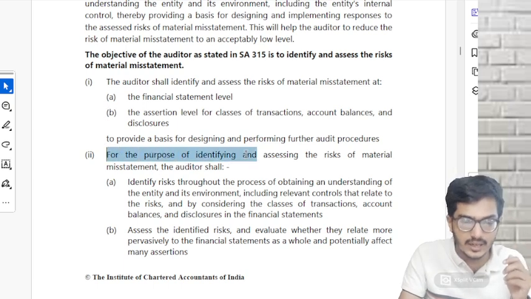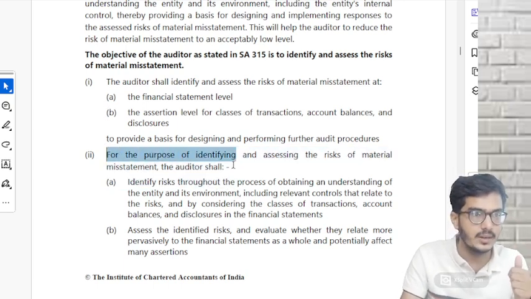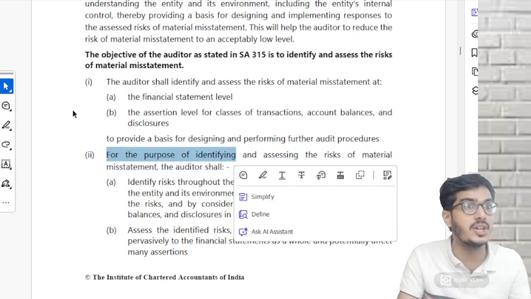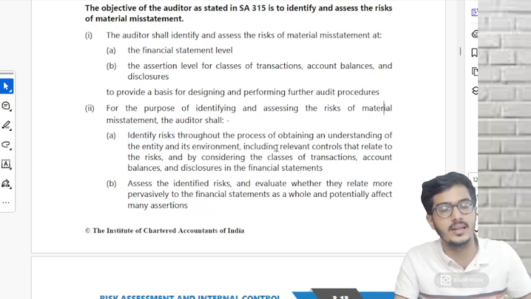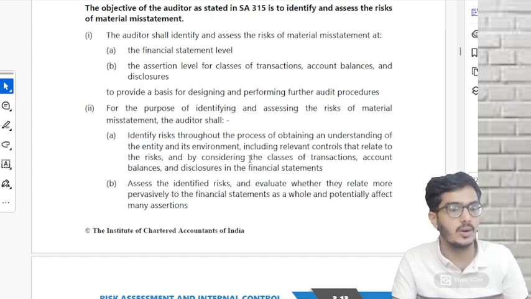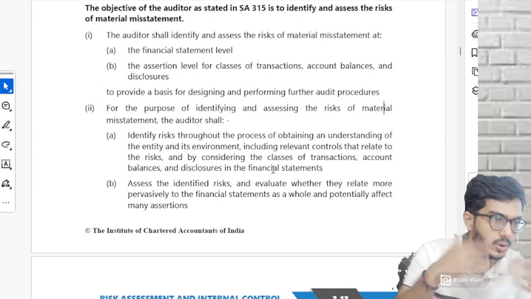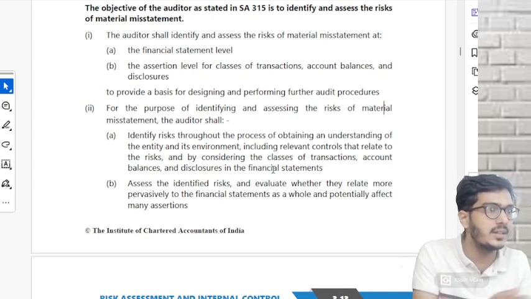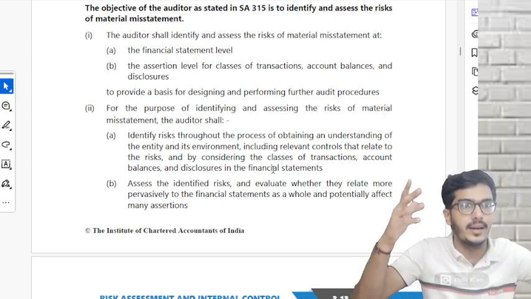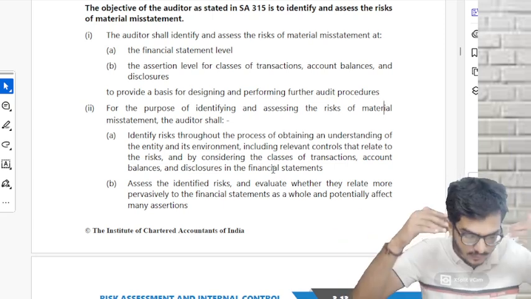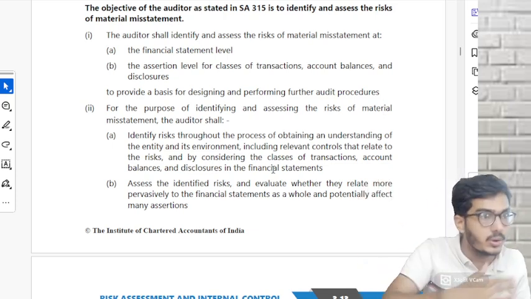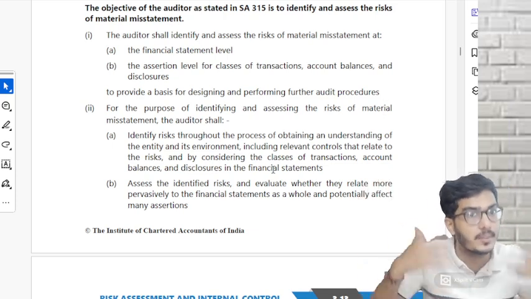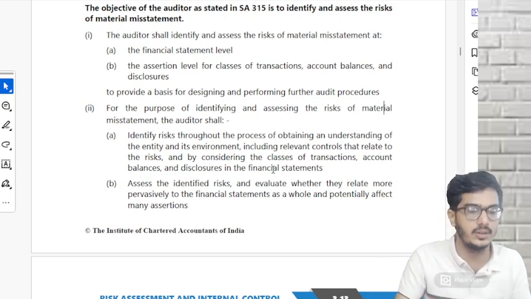For identifying and assessing the ROMM, the auditor shall, first, identify the risk throughout the process of obtaining an understanding of the entity, including the controls, by considering the classes of transactions, account balances and disclosures. That means to assess the ROMM, you identify risk throughout the process of understanding the EEI. It is not that before starting the audit you just understand and then there is no need to identify risk. Throughout the audit, you keep updating your knowledge about the company. Understood? Identify the risk.